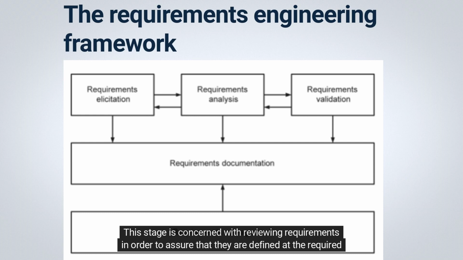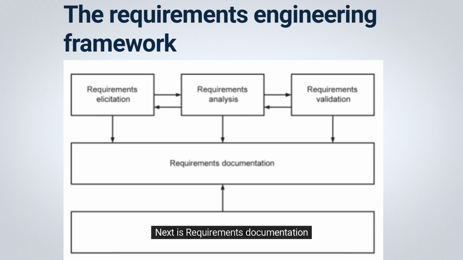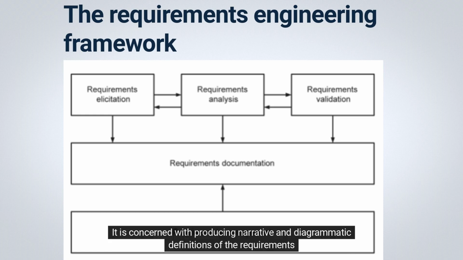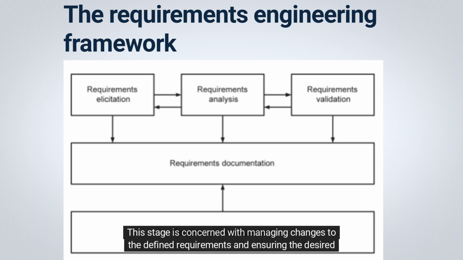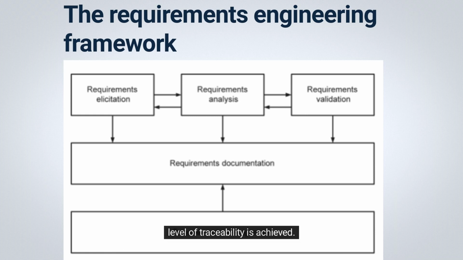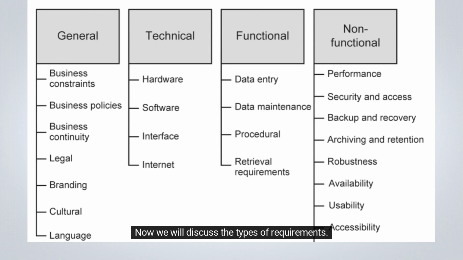This stage is concerned with reviewing requirements in order to assure that they are defined at the required level of quality. Next is requirements documentation. It is concerned with producing narrative and diagrammatic definitions of the requirements. Last is requirements management. This stage is concerned with managing changes to the defined requirements and ensuring the desired level of traceability is achieved. Now we will discuss the types of requirements.